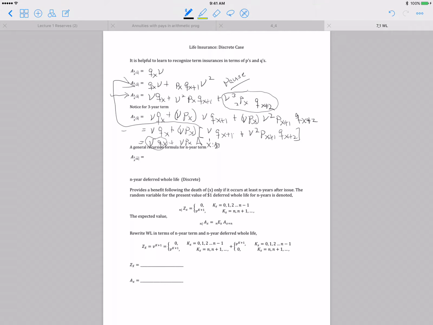Whoops, I messed that up, didn't I? Your age is x plus 1, and you get a 2-year term policy. So that's what the subscript should be.